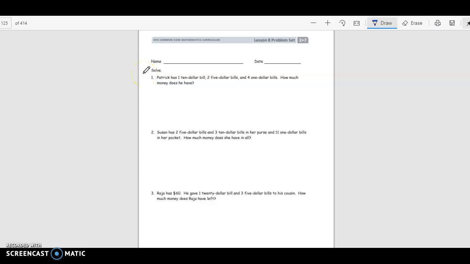Back. Today we're doing lesson 8 for math. It's more word problems, but this time we're working with dollar bills instead of cents.